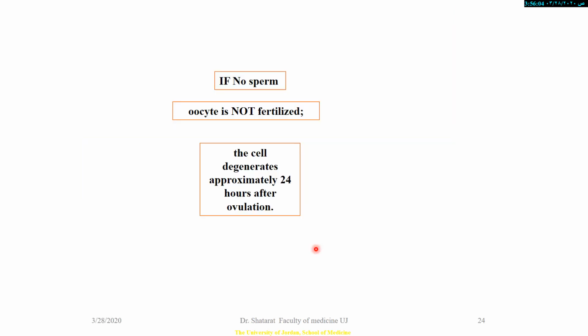If there is no sperm, the oocyte is not fertilized, and the cell degenerates approximately 24 hours after ovulation. What does this mean? It means that if the female is not married, at least in our culture, and there are no sperms, all her oocytes will never finish their meiosis. And this is very important. Females need the entrance of the sperm to finish their meiosis.